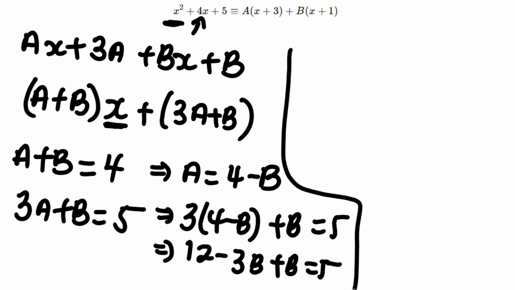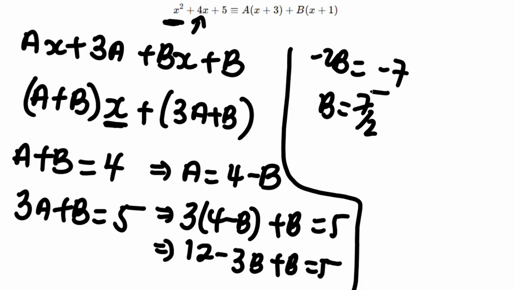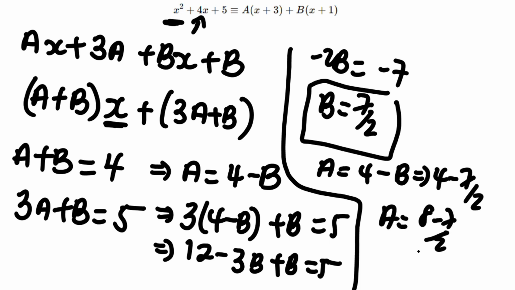So if you continue this, you are going to have negative 2b on here over 5 minus 12, that will be negative 7. So b is equal to 7 over 2, right? But we know from this equation a is equal to 4 minus b, which is the same as 4 minus 7 over 2. So a is equal to 8 minus 7 over 2. So a is equal to 1 over 2. This is the value of a.